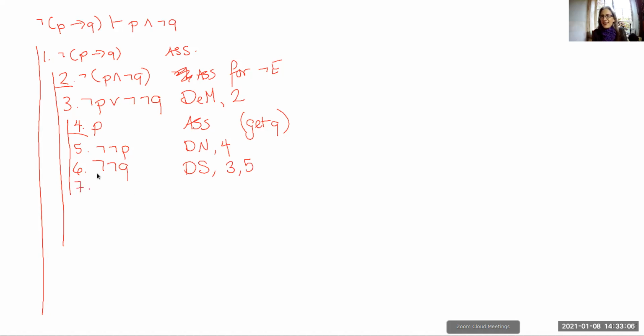But negations are a pain. You saw it earlier. So if you can ever get rid of them, let's do that. So going from not Q to just Q, applying double negation to line 6.